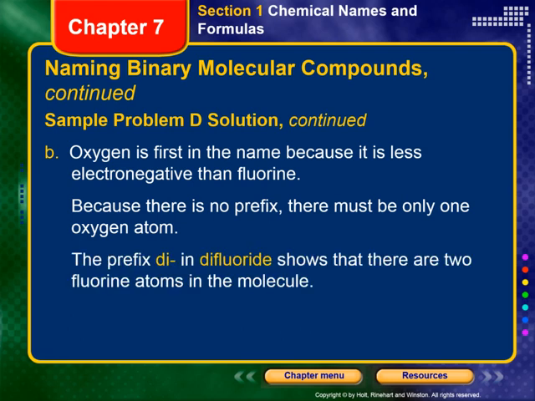Oxygen is first in the name because it is less electronegative than fluorine. In fact, fluorine is the only element that is more electronegative than oxygen. Because there is no prefix, there must only be 1 oxygen atom. The prefix di in difluoride shows that there are 2 fluorine atoms in the molecule. So the formula is OF2.